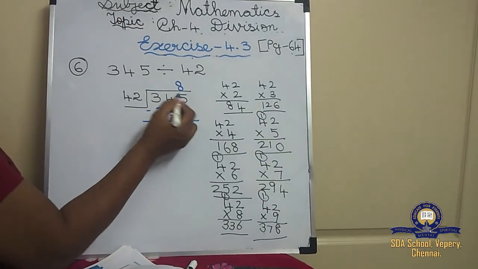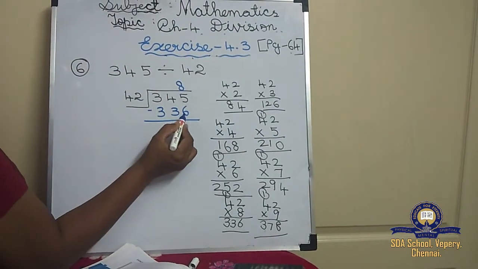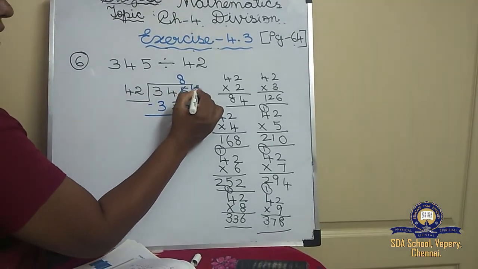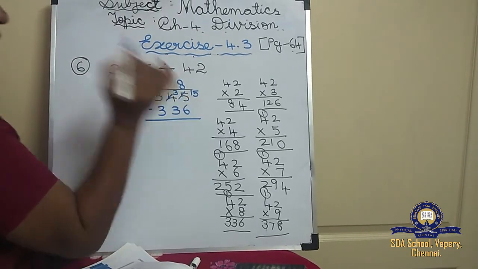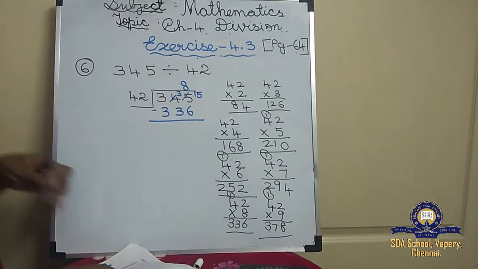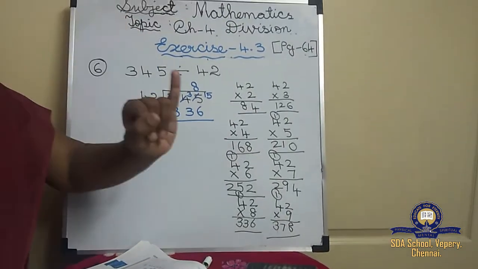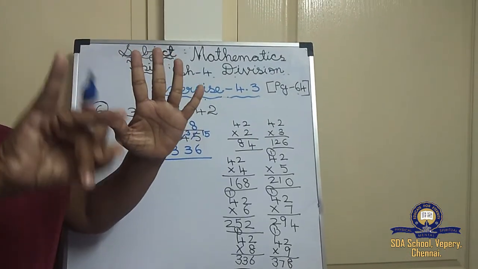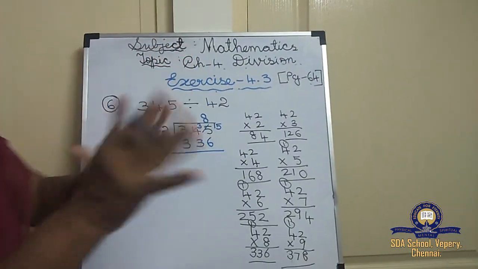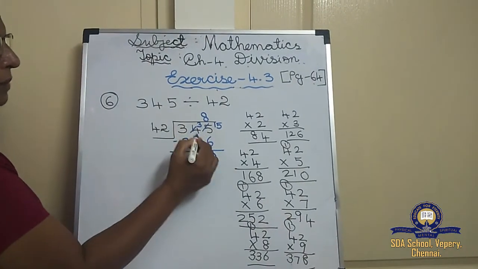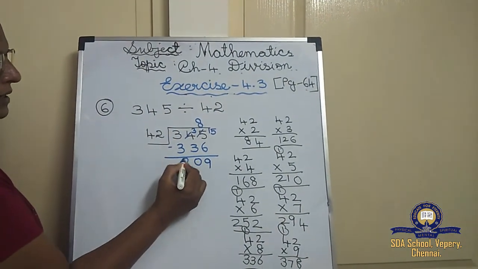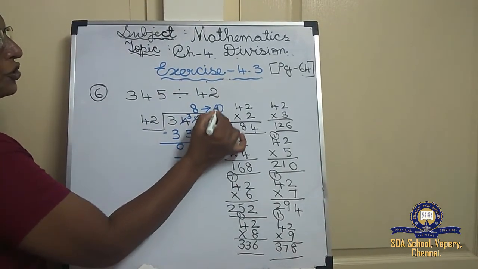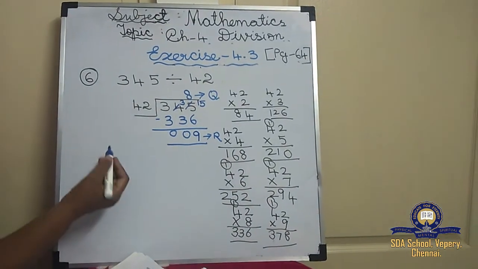So now what you have to do? You have to subtract now. Can we subtract 6 from 5? No. So we have to borrow. So 5 will become 15 and this 4 will become 3. After 6, if we count up to 15: 7, 8, 9, 10, 11, 12, 13, 14, 15. So 9. 3 minus 3, 0. So what's the remainder, children? 9. And what's the quotient? 8. Understood, children?